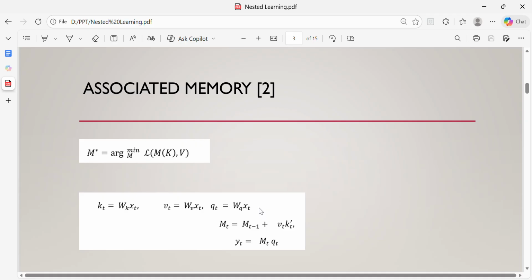So this is how it is mapping. And what is the y here? It is yt = Mt qt. That is very much evident from the associated memory notes. You can read that, right? So it is clear here: yt is equal to Mt qt, right?